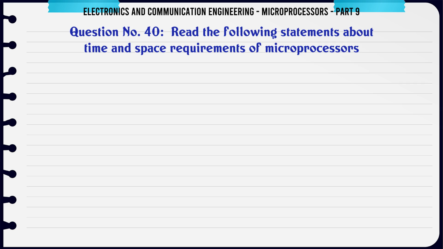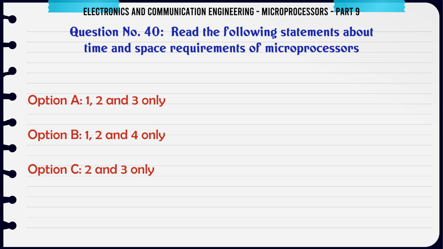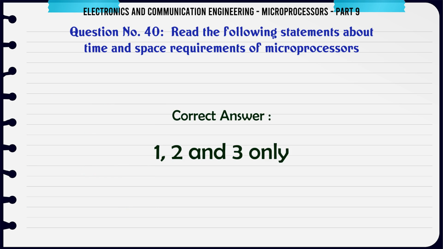Read the following statements about time and space requirements of microprocessors. A. 1, 2 and 3 only. B. 1, 2 and 4 only. C. 2 and 3 only. D. 1 and 4 only. The correct answer is 1, 2 and 3 only.